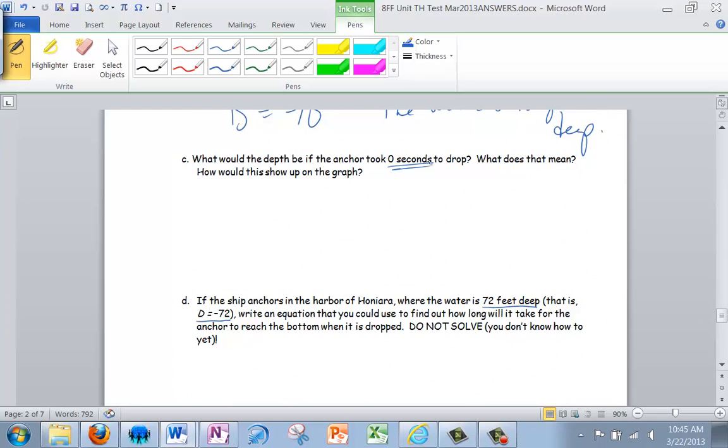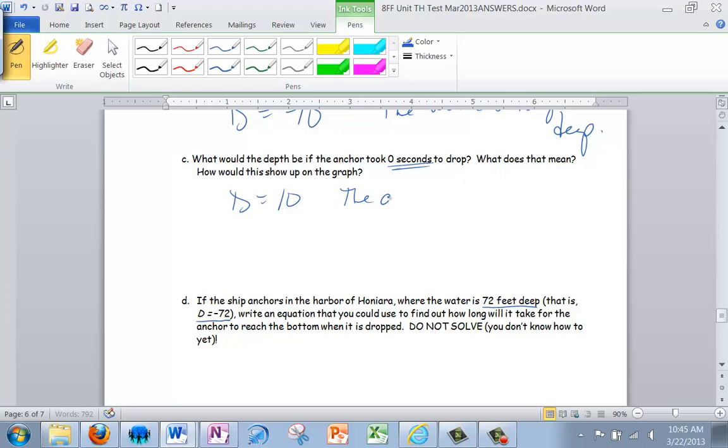What would the depth be at 0 seconds? This was a tricky one. I wanted to know what this meant. So if the depth, if the anchor, let's see, what would the difference? Okay, so you plug in 0 for t, and d would end up being 10. Now that's positive. Does that mean it's down in the water? No. Negative is down in the water, so what would 10 be? 10 would be above the water. So what does that mean?